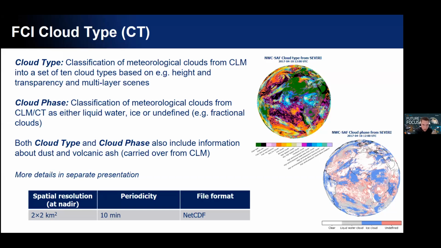And here it's very similar data to the cloud mask, so 2.2 kilometers every 10 minutes, but no grids, only in that NetCDF format.